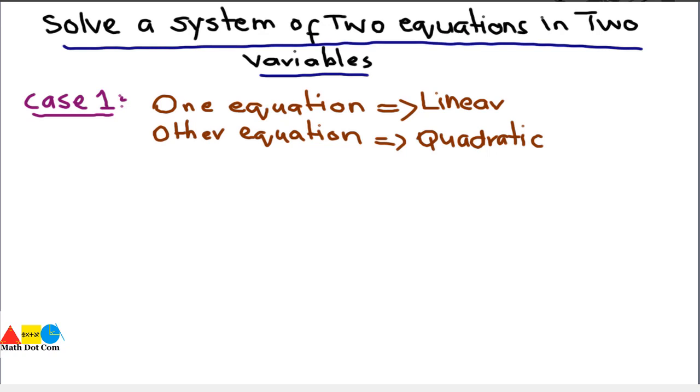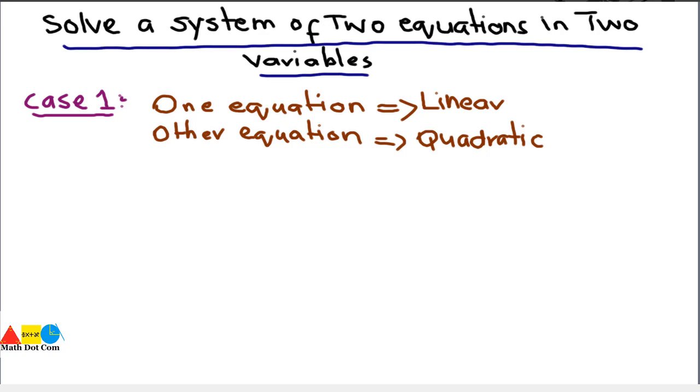Hello everyone. Today we are going to learn how you can solve a system of simultaneous equations in two variables. Now what is meant by simultaneous equations, or a system of simultaneous equations? When you have two equations and they have the same set of solutions, this is called a system of simultaneous equations. The set of all values of x that will satisfy that system is called the solution set of the system. We will discuss two cases.